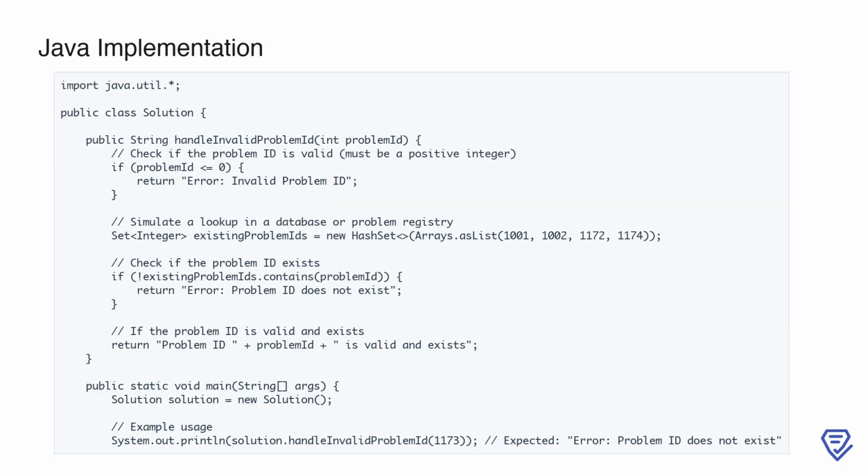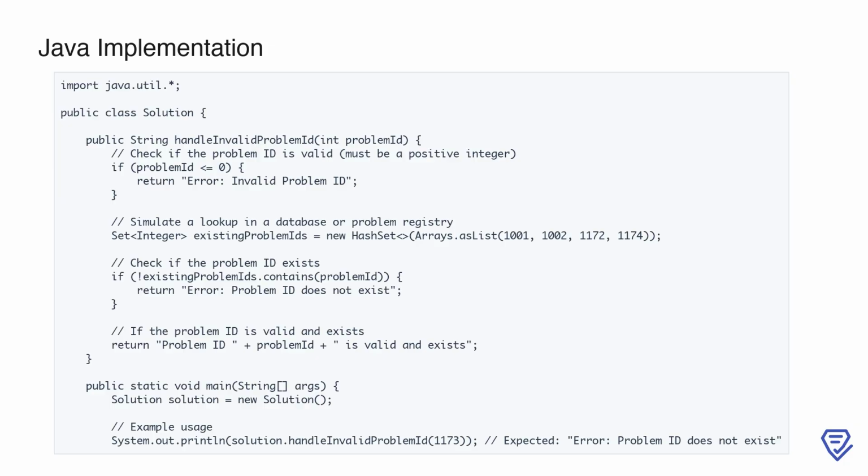In this Java implementation, we start by defining a method called handleInvalidProblemID, which takes an integer parameter problem ID. The first step in this function is to check if the provided problem ID is valid, meaning it must be a positive integer. If the value is less than or equal to 0, we immediately return an error message stating error, invalid problem ID.